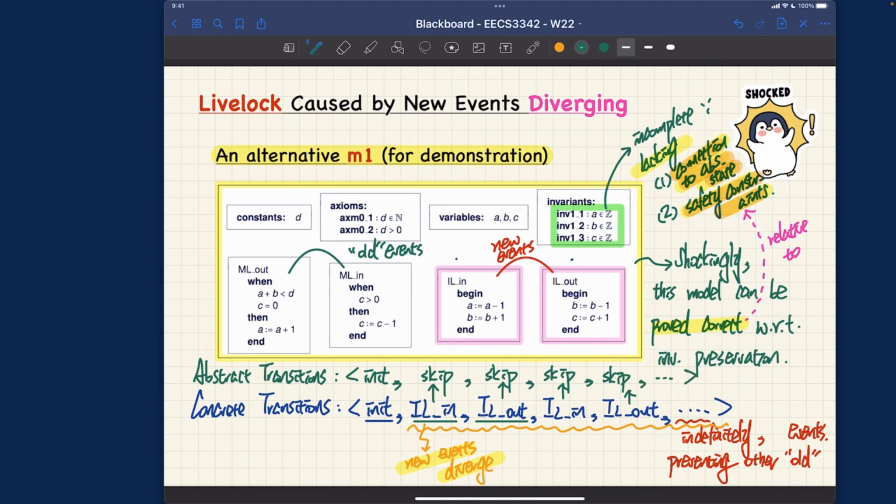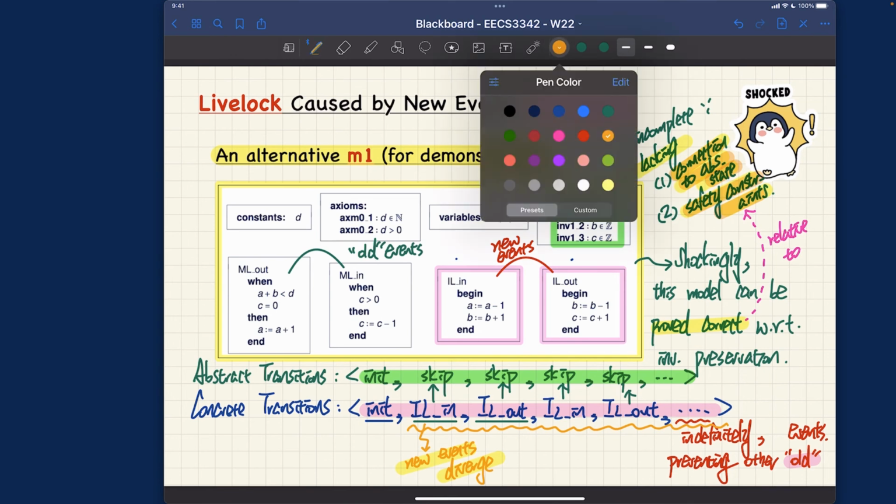indefinitely. So you really want to think about, at a concrete level, when you have this particular indefinite trace where there is simply no room for the old events to occur, because the two new events diverge. It simply corresponds to the following abstract scenario, which is this trace over here, which means after we initialize the system, we simply skip. Number one, this scenario here is not really deadlock. It's really important to see the observation.